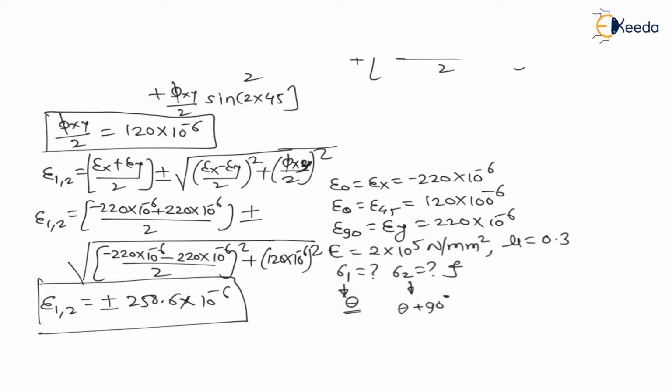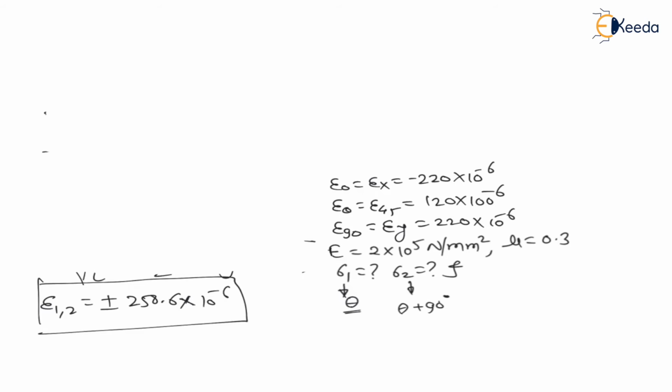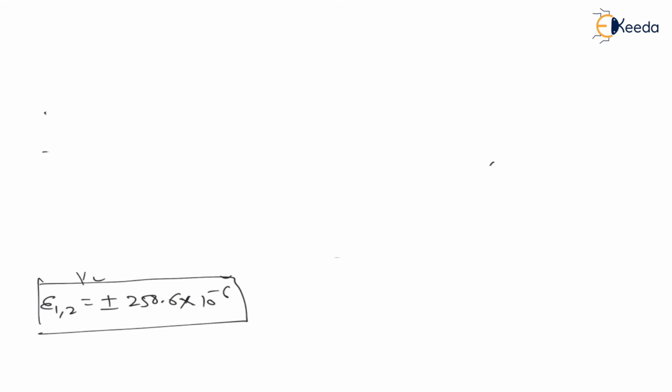Here I am writing the values that we have calculated. What are the values for E1 and E2, and all the values? Ex is E naught minus 220 into 10 to the power minus 6. Ey is plus 220 into 10 to the power minus 6. Right, this we have calculated.